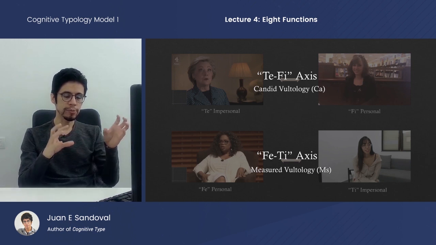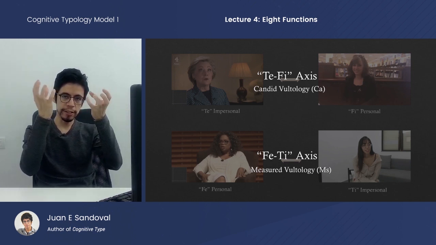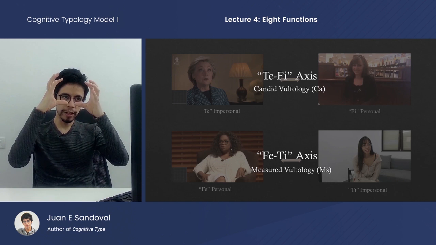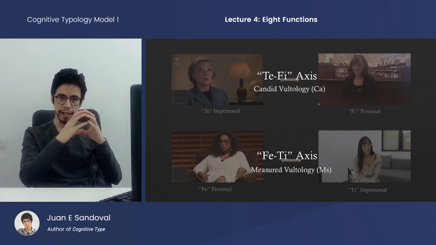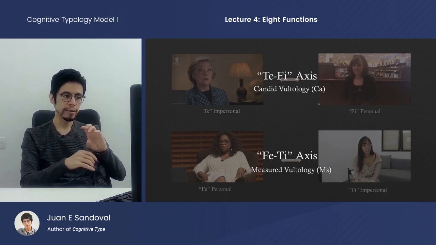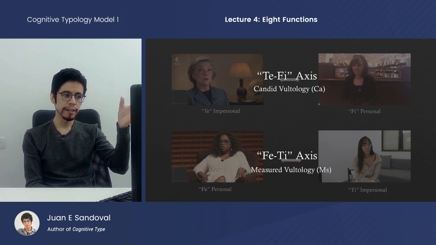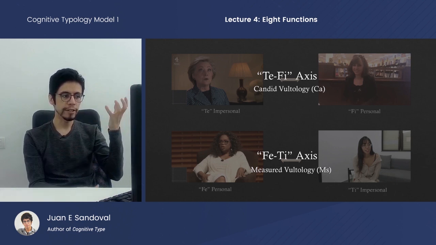Now these 2 axes, when we combine together the Vultologies of the 2 clusters, we come up with a meta cluster of Vultologies which correlate all together as a kind of totality on both sides. So in the case of TE-FI, the total cluster that involves both polarities is called Candid.